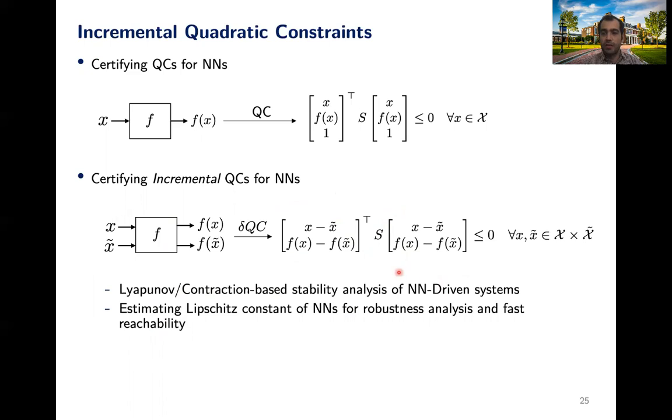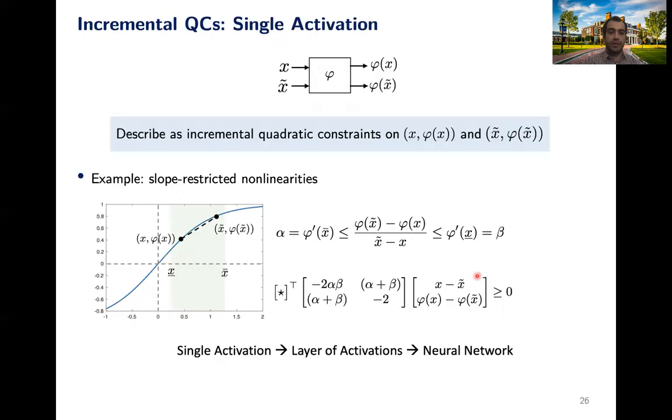So we're going to see how we can estimate the Lipschitz constant of neural networks using semi-definite programming, and estimating this quantity is actually useful in a variety of contexts, for example, for robustness analysis of neural networks and fast reachability analysis.